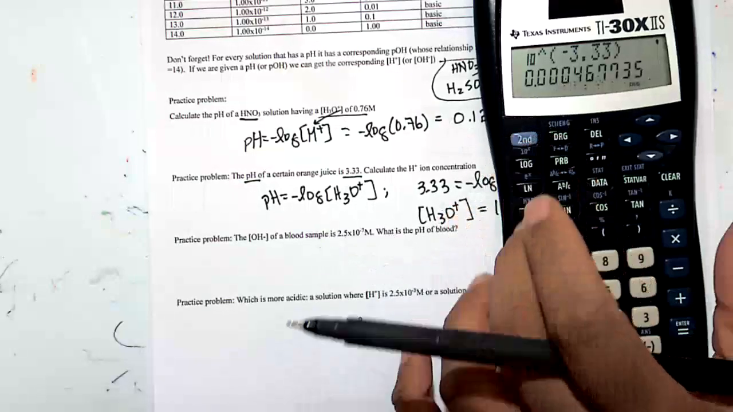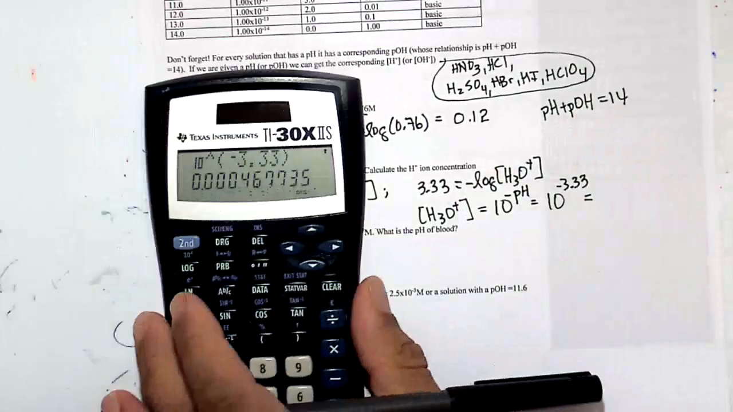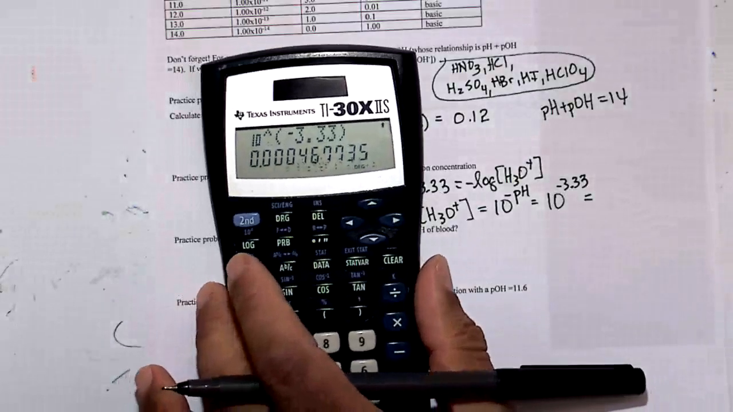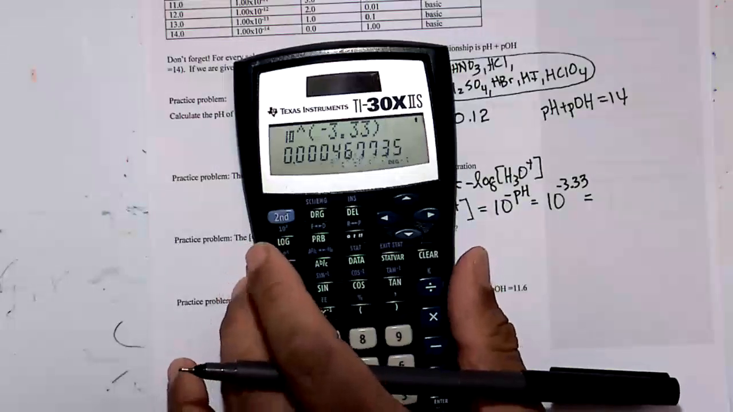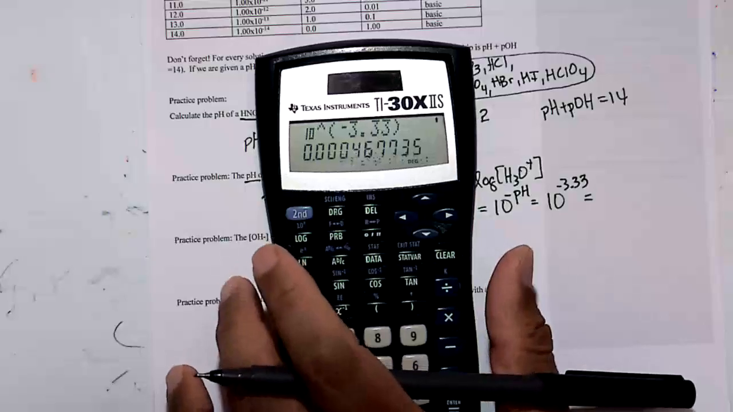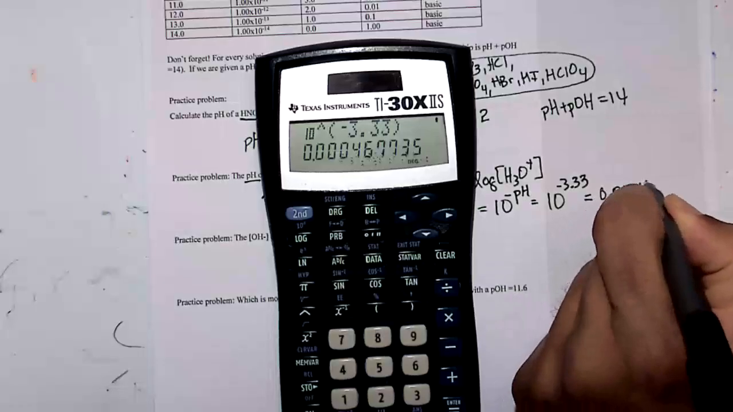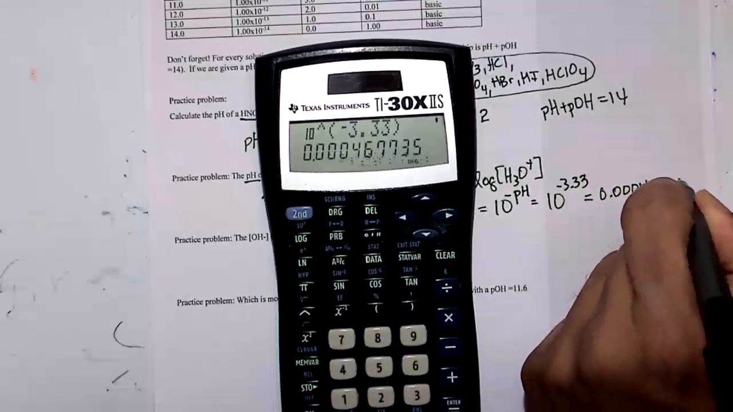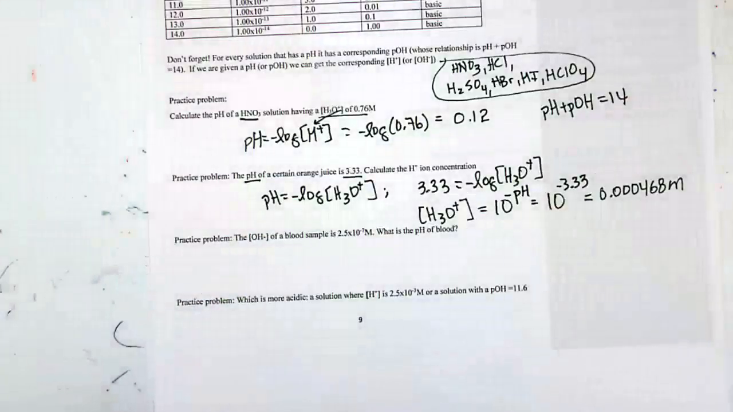And I'm getting 0.000468 big M. I noticed in the test that while I was grading them, a lot of students didn't put the proper units. It's still an issue, but you need to put units. It's just the right thing to do. So the units here are molar.